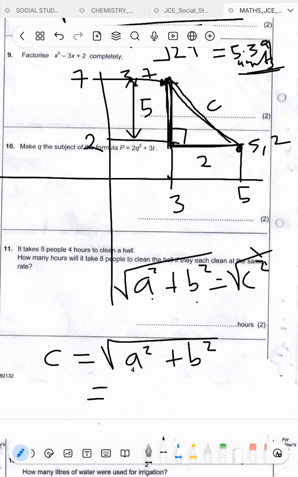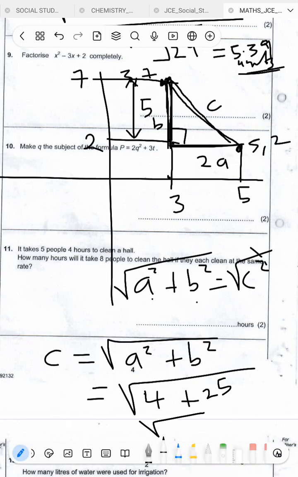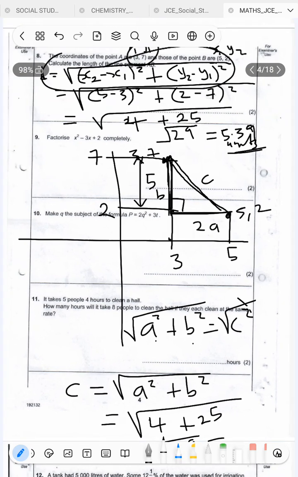With that in mind, let's label these two. We're going to call this one our a, that's our b. So the square root of a squared plus b squared: a is 2, so 2 squared is 4, plus b, 5 squared is 25, giving us the square root of 29, which is what we found earlier.